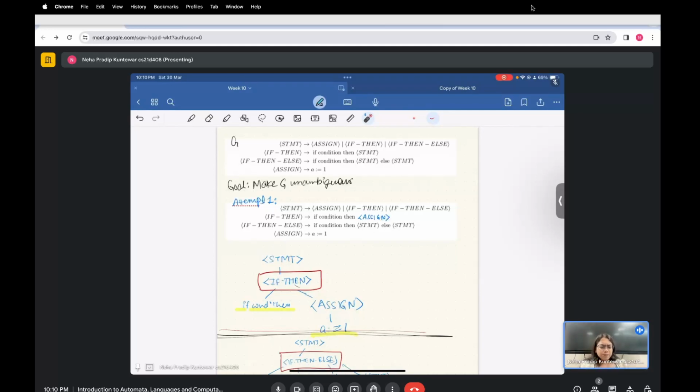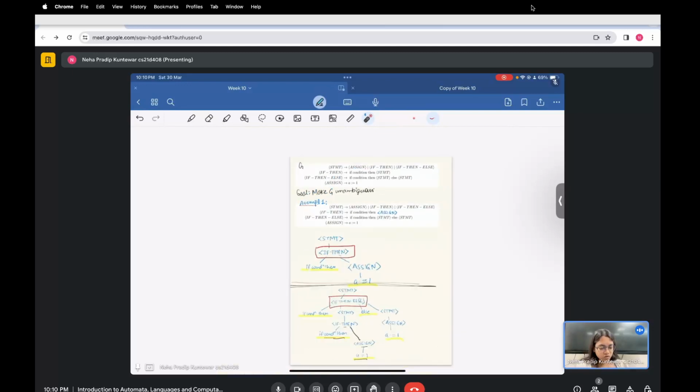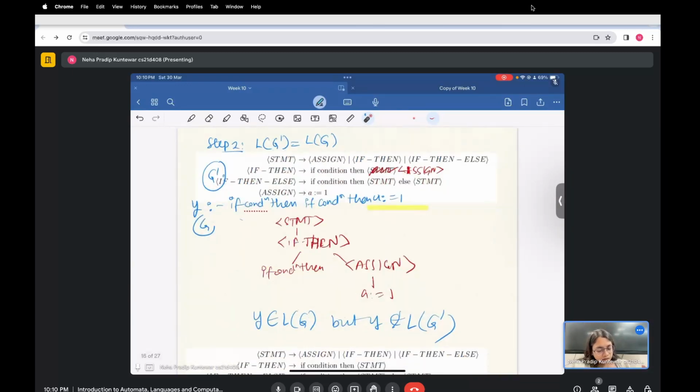But it is possible that maybe this is not the same grammar. So additionally, it is not enough to remove the ambiguity. We also want to show that the new grammar that we got is generating the same language as earlier, so it should not be changing the language. So step 2 is the correctness part: you want to show that the language that we generated is exactly the same as what was there originally. So let's check what happens now.